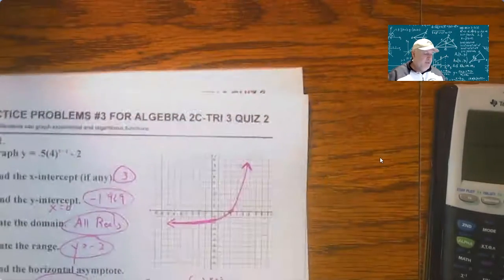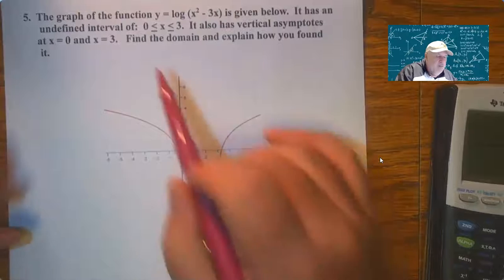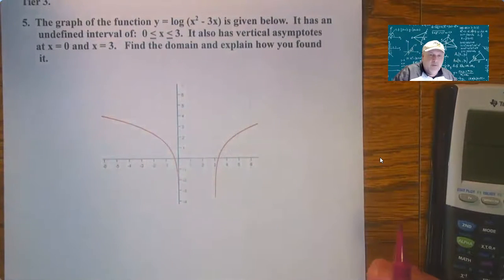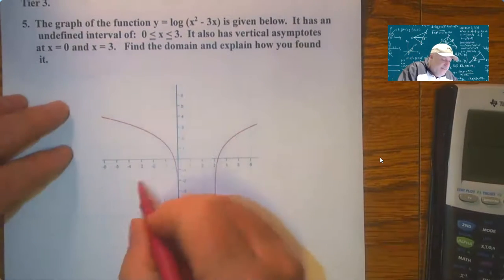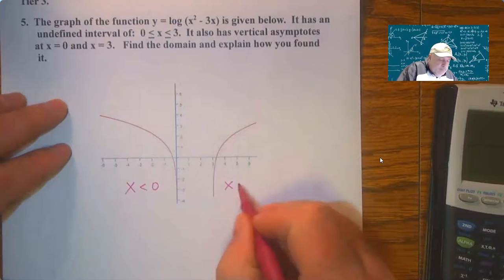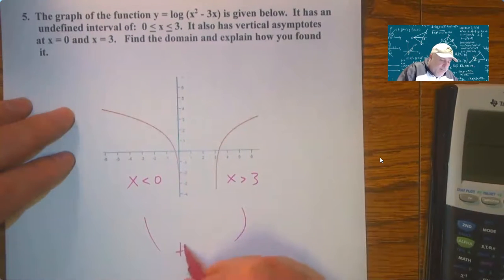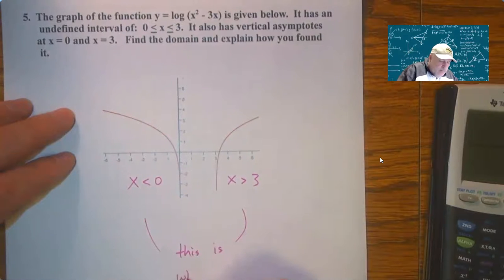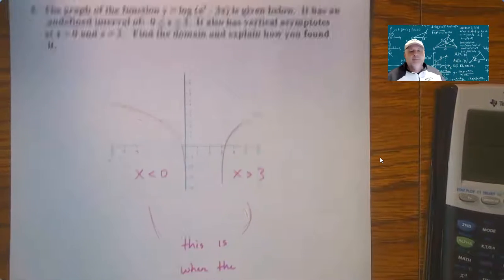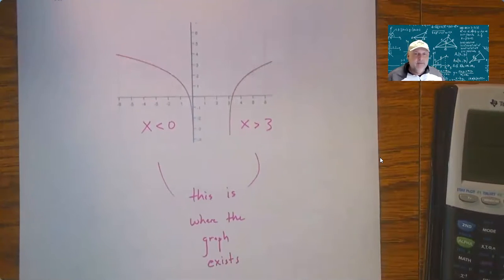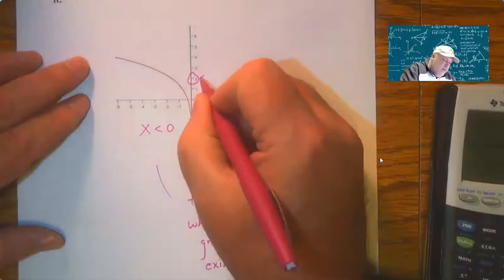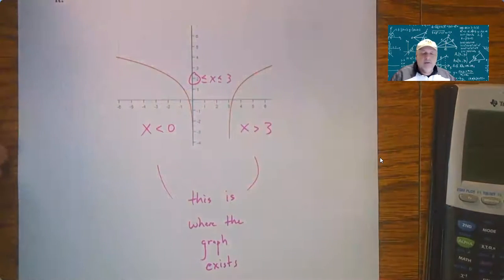Okay, and then the last problem, basically, it's saying that your interval is undefined from 0 to 3. So everything that's not that, this is where the graph exists. You have to think of everything that's not the 0 to 3. And these are the solutions for practice quiz 3 for the second quiz in the third trimester of Algebra 2.